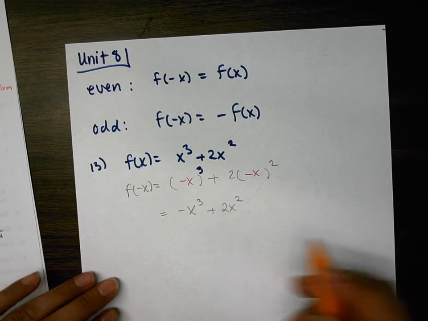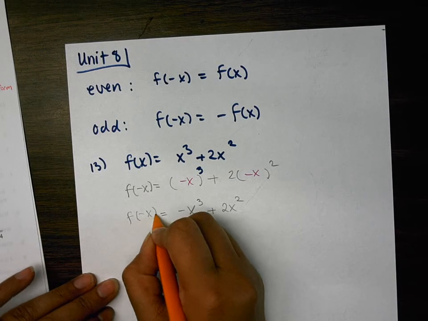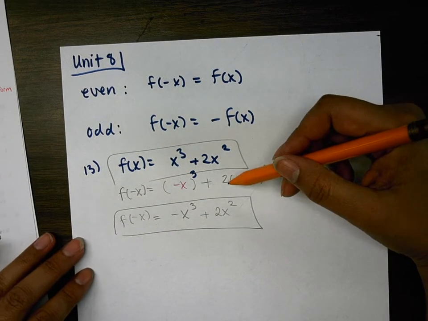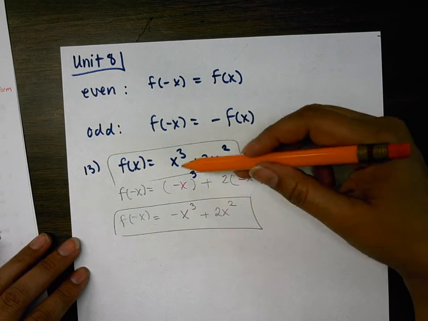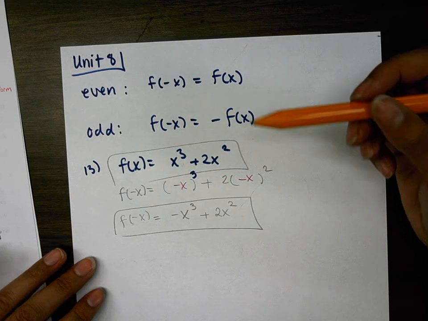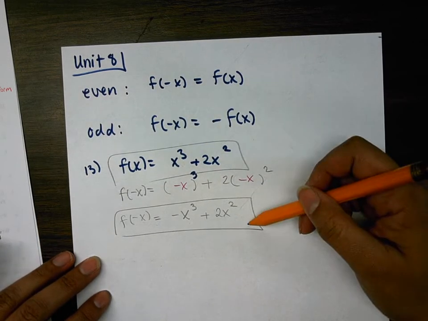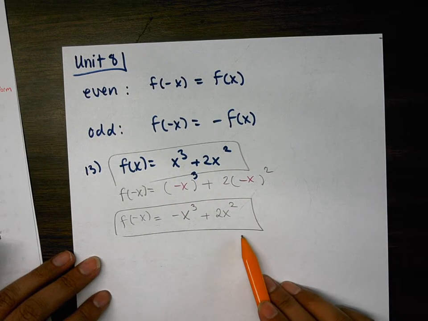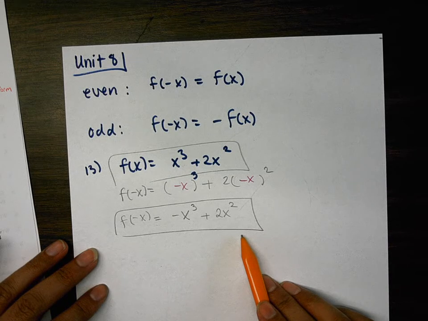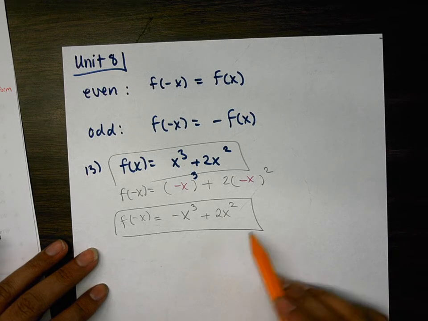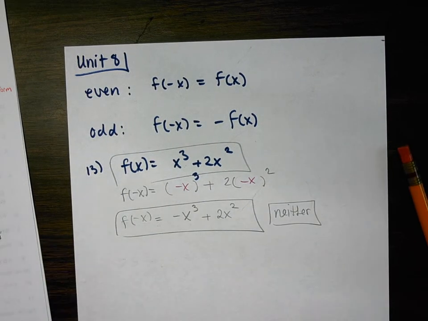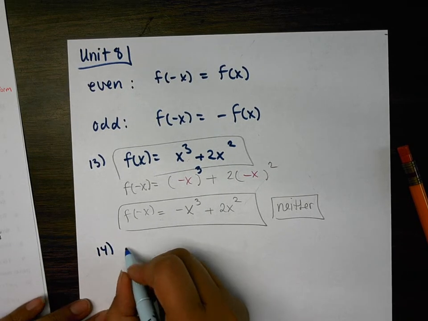All right. Here's the f of negative x. Here's the original. Are they exactly the same? Not exactly the same. Opposites means if you were to distribute a negative here, you'd end up with this. If I were to distribute a negative to both of these, it would be negative x cubed minus 2x squared. Is that the same as this? No. Is it the opposite? No, so it means it is neither. It's not exactly the same. They're not opposites. Therefore, it is neither. Questions?